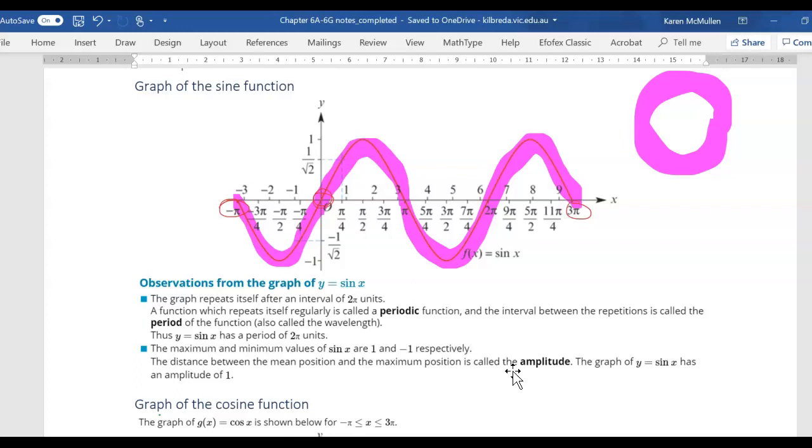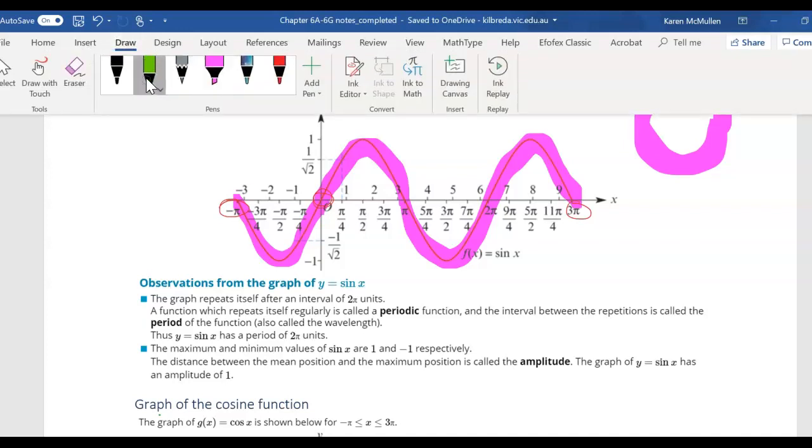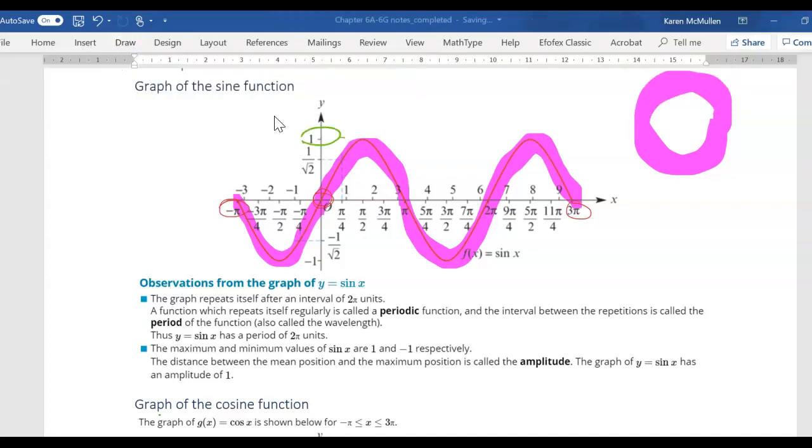The maximum and minimum values are 1 and negative 1. Let me get a different color. We have a maximum of y equals 1 and a minimum of negative 1. That's what we refer to as your amplitude, and that can actually change, and more than likely it will. It can go up or it can go down. It doesn't have to stay between negative 1 and 1.